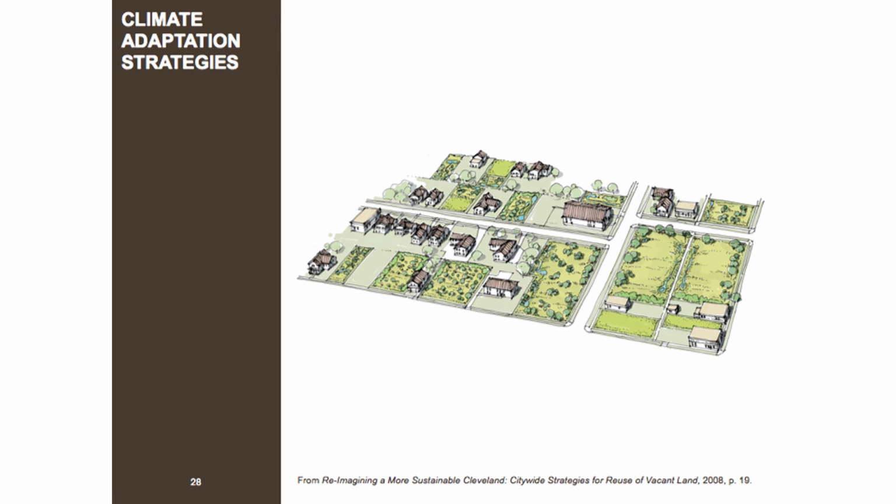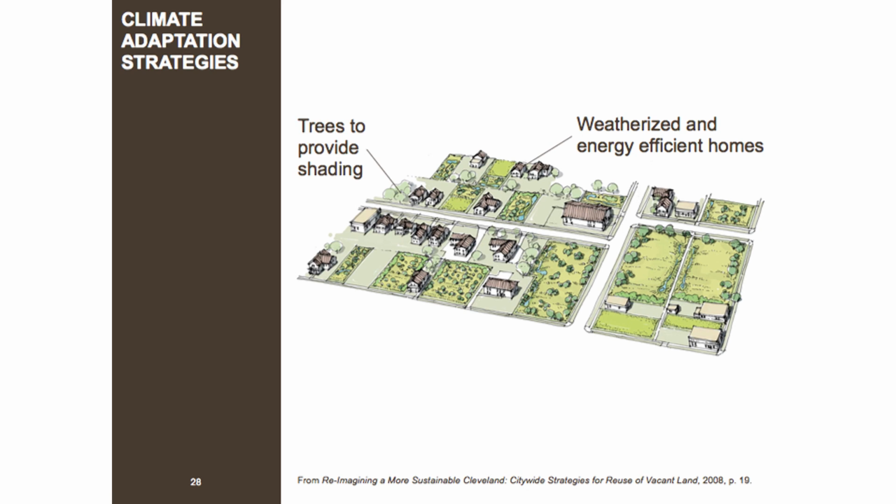But all of these things, like weatherized homes to reduce utility bills and carbon dioxide emissions, trees to provide shading, rain gardens to slow some of the water runoff, and places for native species to thrive, can all fit into our work in the future. And Terry's going to talk in a lot more detail about these things in a couple of minutes.